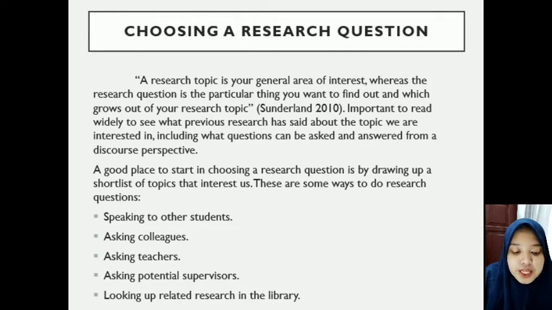These are some ways to do research questions. 1. Speaking to other students. 2. Asking colleagues. 3. Asking teachers. 4. Asking a potential supervisor. And last, looking up related research in the library.